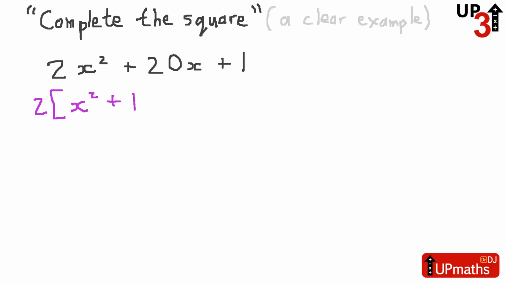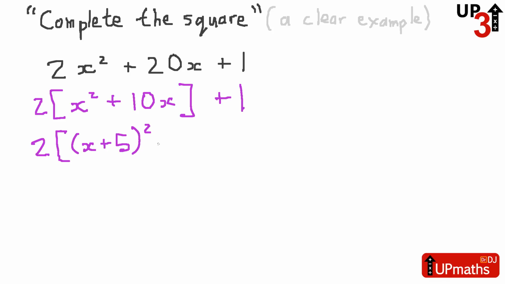I separate out the 2 straight away, but I leave the 1 at the end. And I've used square brackets because I'm saving my sort of rounded brackets for in a minute when I think they're more useful. So now I complete the square inside those square brackets. Everything outside the square brackets, nothing's changing.